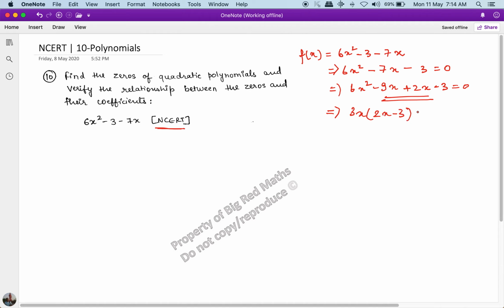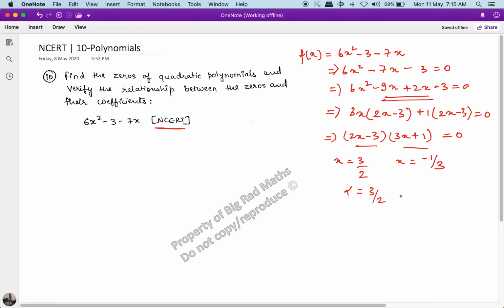If I take plus 1 common, it becomes 2x minus 3 equal to 0. And this whole thing will become 2x minus 3 multiplied by 3x plus 1 is equal to 0. Now if I equate this part with 0, I get x equal to 3 by 2. And if I equate this part with 0, I get x equal to minus 1 by 3. So my alpha is equal to 3 by 2, one of the roots, and beta is equal to minus 1 by 3, the other root.